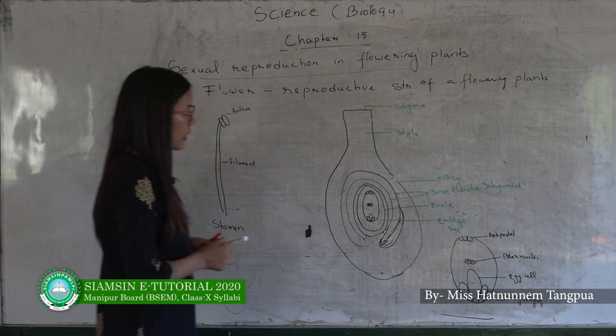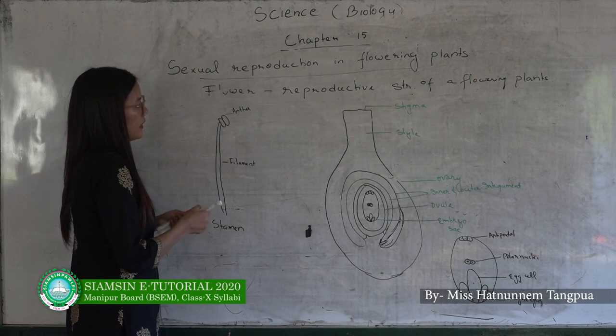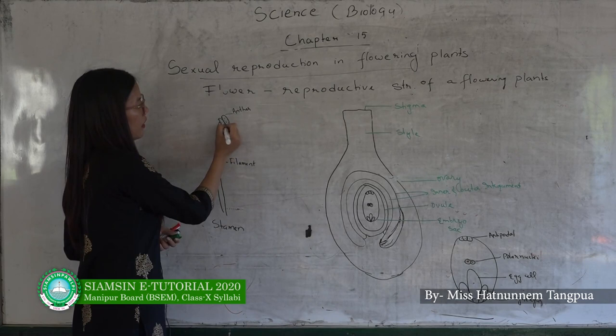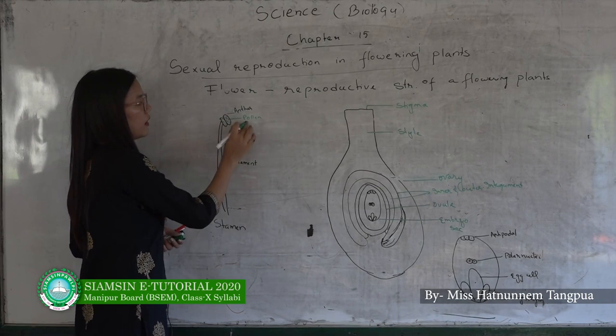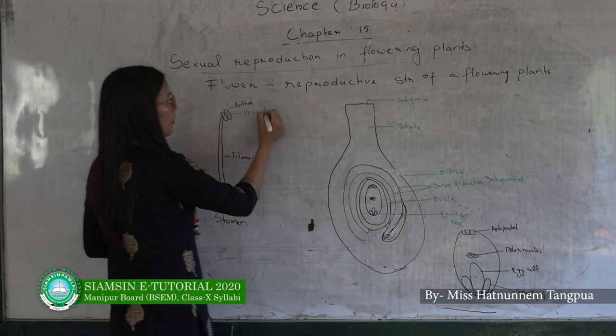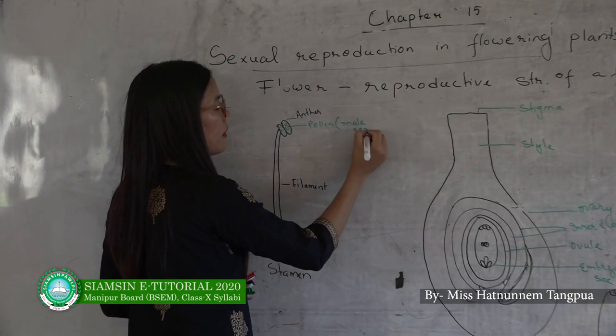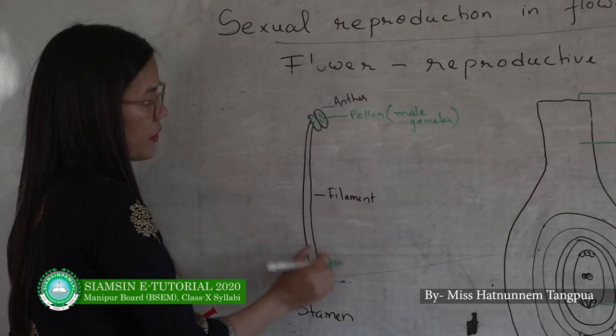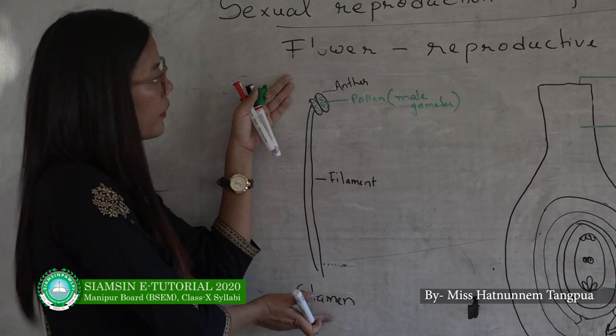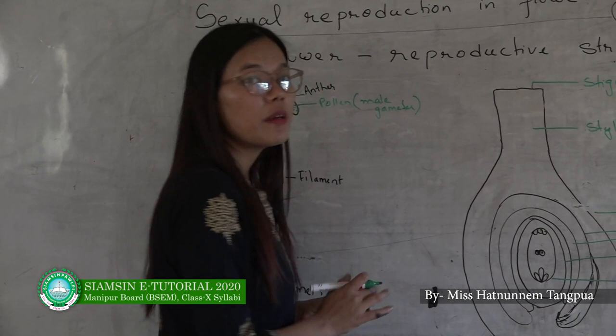The stamen has anther, and in the anther there will be many pollens. The pollens contain the male gametes. The thread-like, stem-like structure is the filament. This is the male reproductive part of the plant.